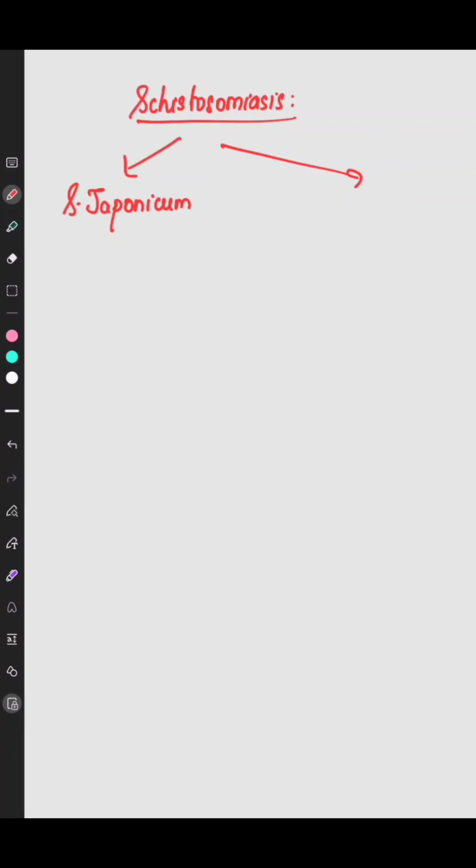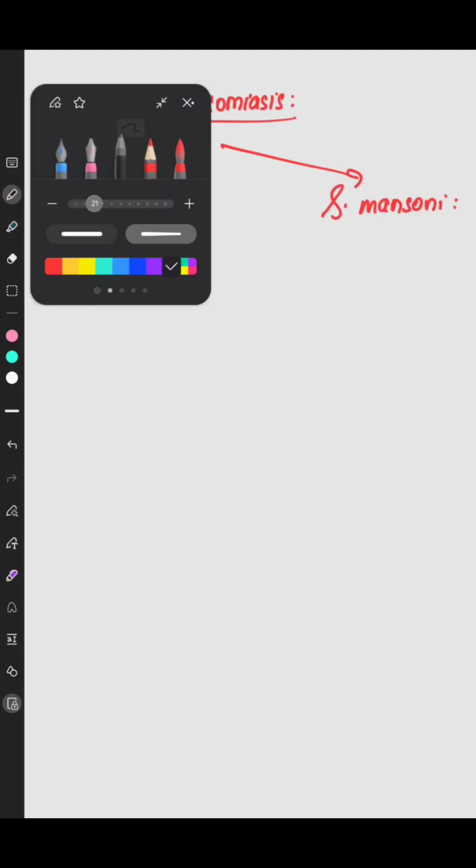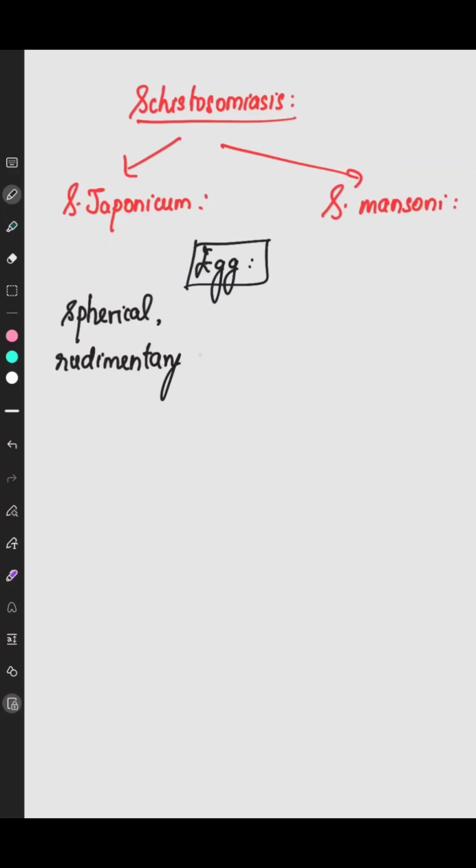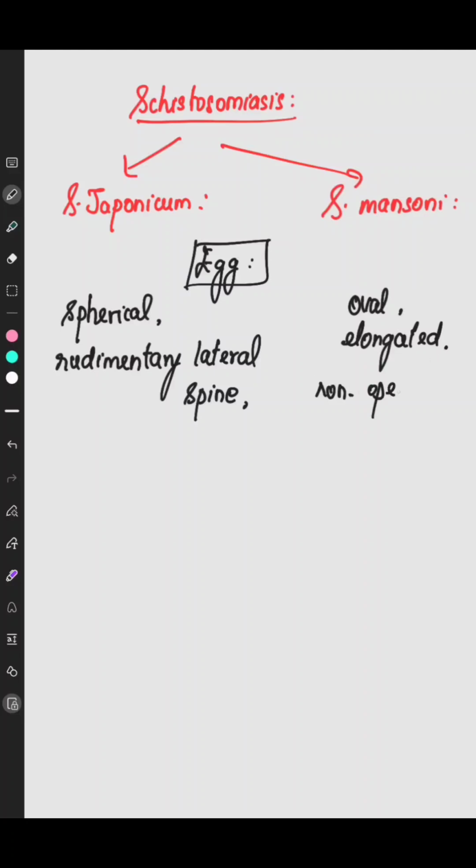Now let's move on to another parasitic infection, schistosomiasis. Schistosomiasis is caused by Schistosoma japonicum and Schistosoma mansoni in the GIT, whereas in the venous plexus of the bladder, Schistosoma haematobium causes the infection. Now let's see the laboratory diagnosis. In stool examination, you can see the egg. The eggs of Schistosoma mansoni will be oval, elongated and non-operculated, and there will be presence of a lateral spine. Sorry guys, Schistosoma mansoni will have a lateral spine. A rudimentary lateral spine will be present in Schistosoma japonicum.